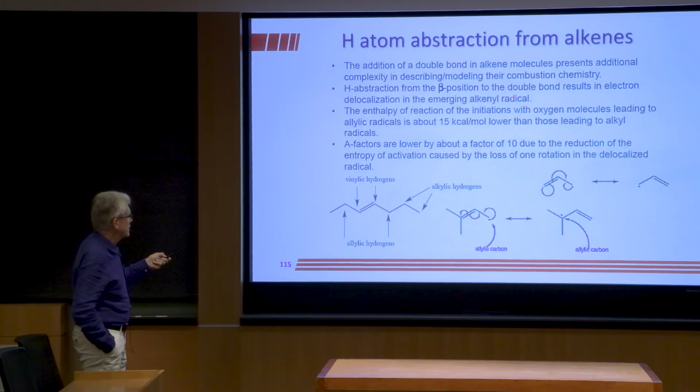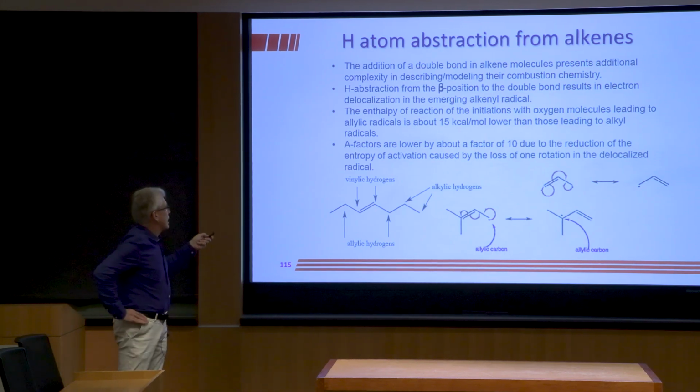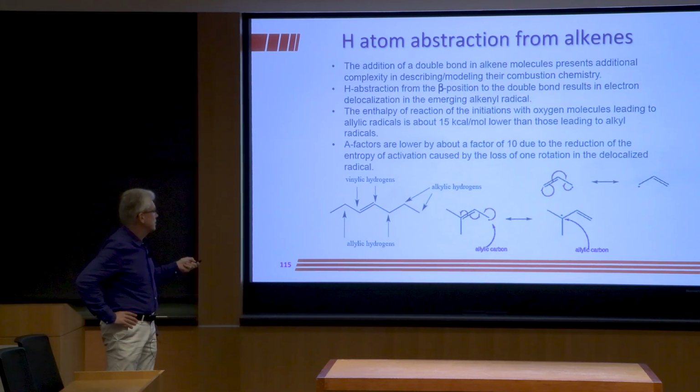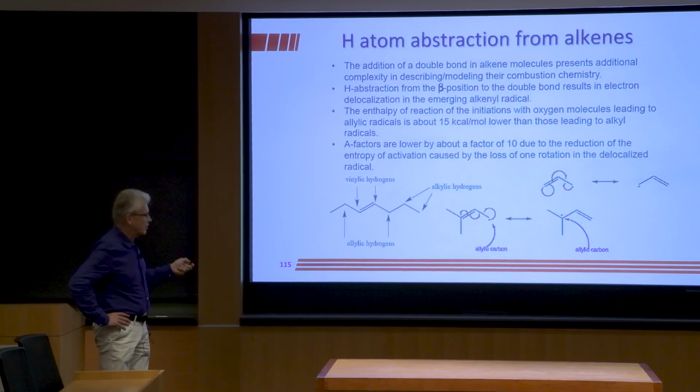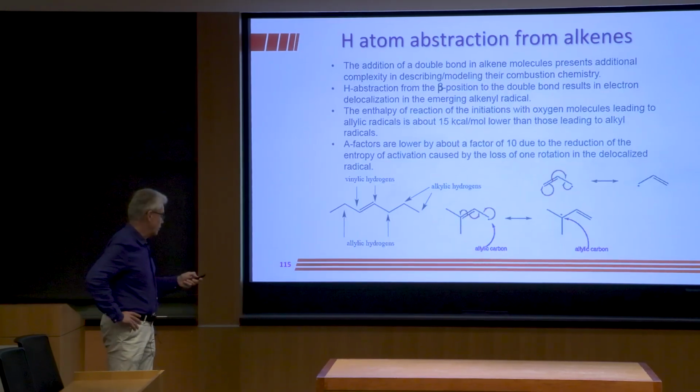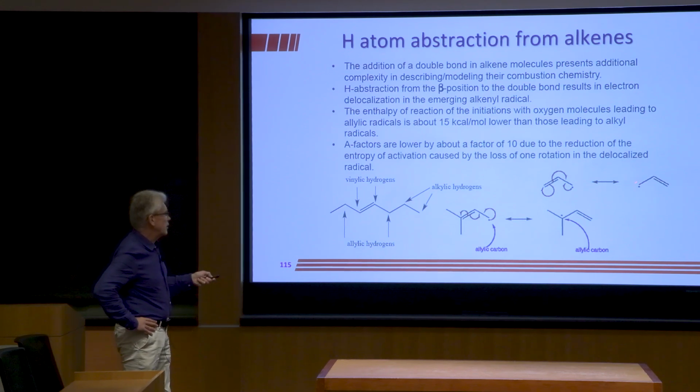So the addition of the double bond in alkene molecules presents additional complexity, okay? Hydrogen atom abstraction from the beta position, so in the double bond, results in electron delocalization in the emerging alkenyl radical. So in this case, what we're talking about is this position here and here. We have allylic hydrogen atoms, and both of these are secondary in this case. Okay, here it will be primary allylic, and here it will be tertiary allylic.